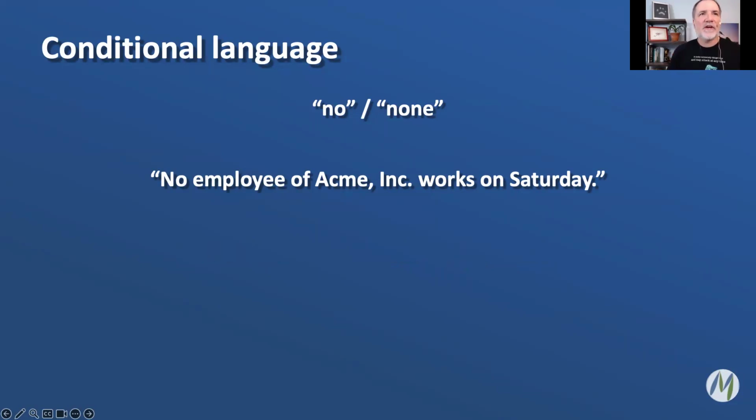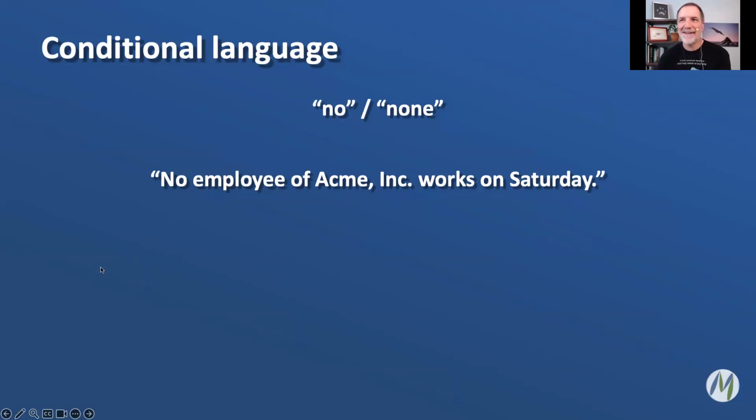Okay, another conditional sentence, real world English sentences that we have to translate into if then that give people confusion, is negative statements that begin with a negative word like no, none, never, things like that. Anytime it begins with a negative like no. So here's an example. No employee of Acme Inc. works on a Saturday.